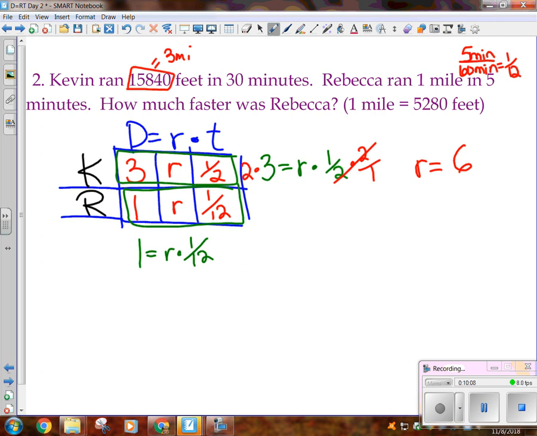Tell me what Rebecca's rate is. What's the opposite of my fraction? Divided by 12. Opposite of divide by 12 is multiply times 12. Okay. Rebecca's rate is 12. Kevin's rate is 6. She was faster. Now, it says how much faster? 12 minus 6 is what? 6 miles per hour faster.